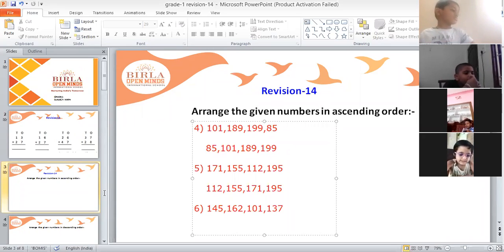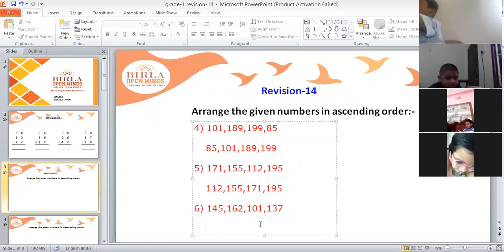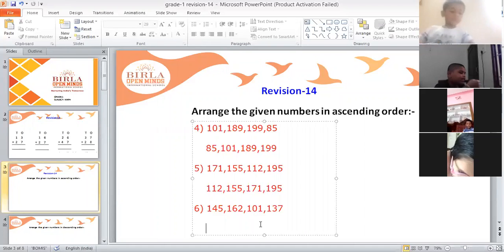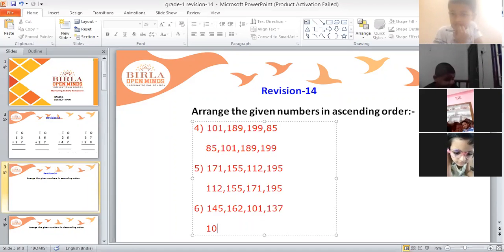Manha? Yes, ma'am. Now please tell me the answer for 6th bit. 145. No. We will write the smallest number first. Look at the numbers carefully and then tell me the smallest number. 137. Wrong. 101. Yes, now it's correct, 101.